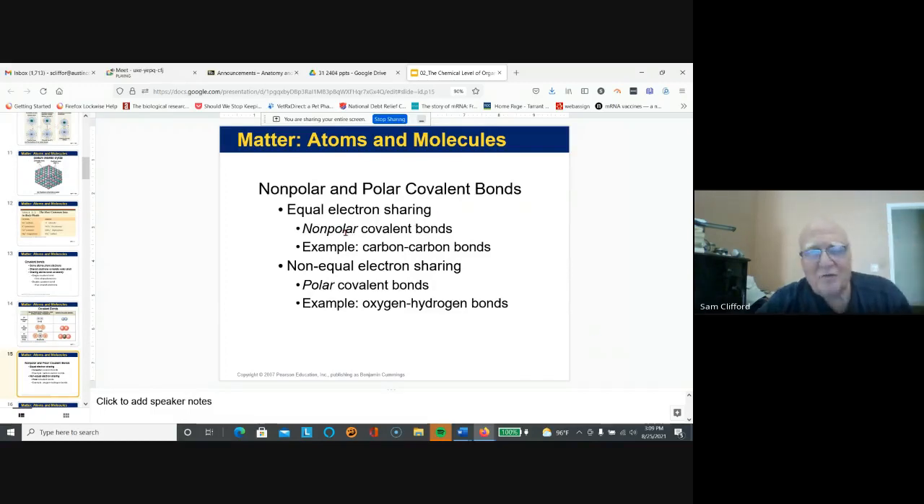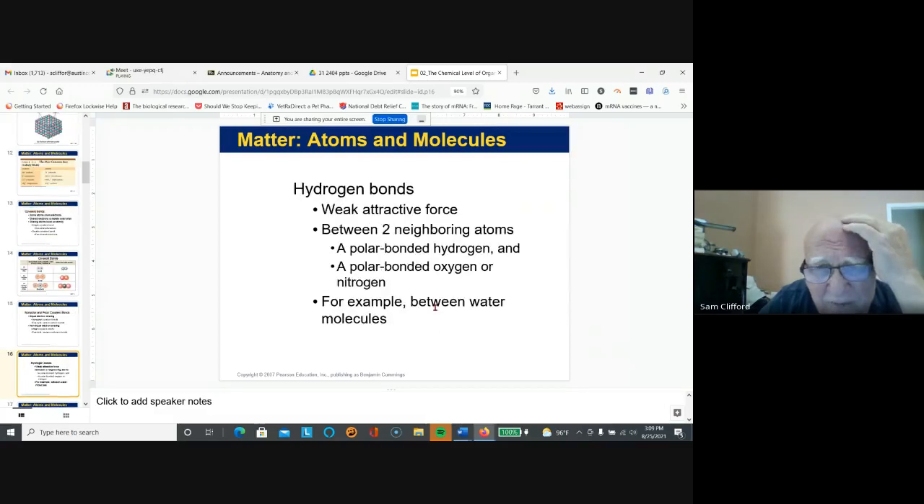As I just said, to review, in nonpolar covalent bonds, the electrons are shared equally. In non-equal electron sharing, the electrons are shared unequally. And we'll see that in water, oxygen is very electronegative, meaning that it will attract the electrons. So in water, the oxygens tend to be negative and the hydrogens tend to be slightly positive.